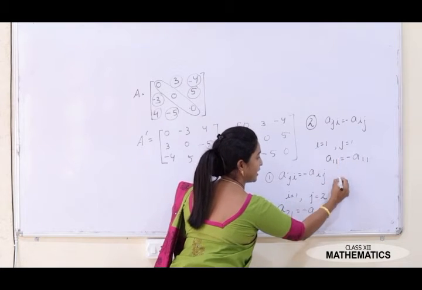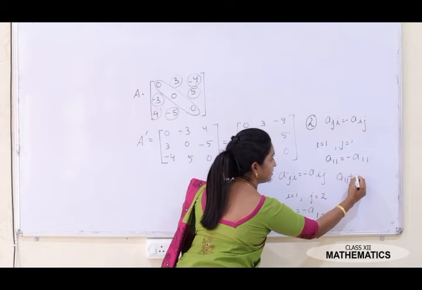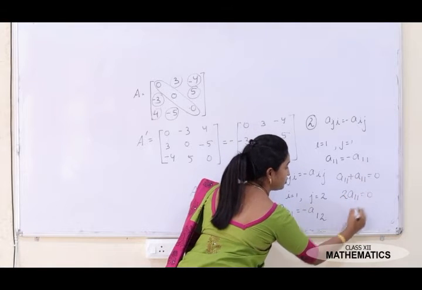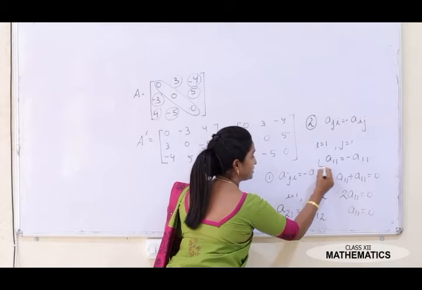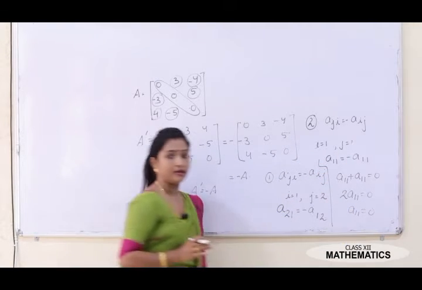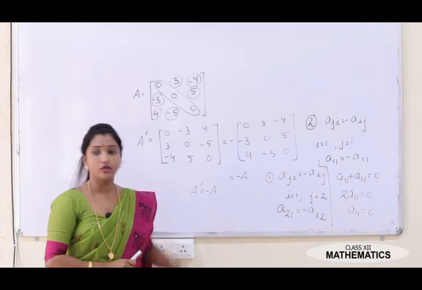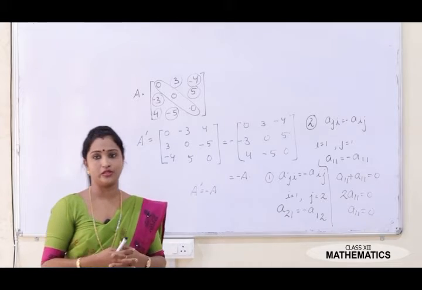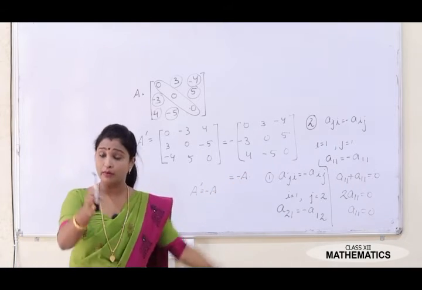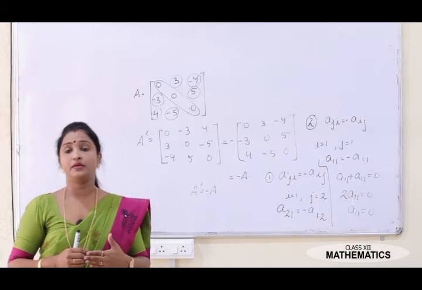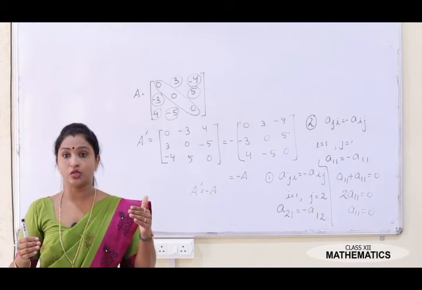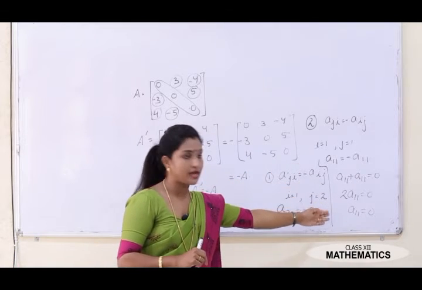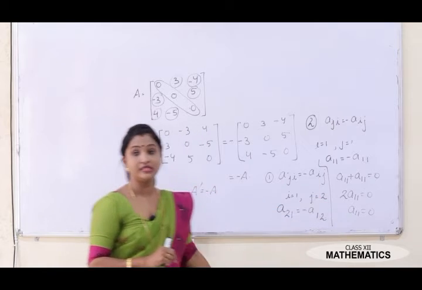Take minus to this side, it becomes A11 plus A11 is equal to 0. That is 2A11 is equal to 0. That means A11 is equal to 0. This is a very important part. So A11 is equal to 0. Similarly, you can say A22 is also 0, and similarly you can say A33 is also 0. So it's very important. Such questions are sometimes asked in exams, where you are asked to prove how the diagonal elements of a skew symmetric matrix are 0. So you should know how to derive it. This is the method by which you can prove how the diagonal elements will be 0.